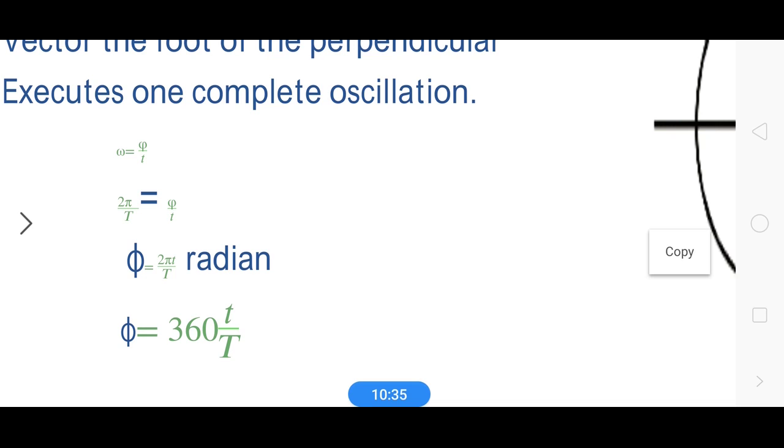So in radians it is 2 pi t by capital T. What is phi here? Phase of the particle. Small t is the time, and capital T is the time period, the time for one oscillation. So here phi is equal to 2 pi t by capital T radians, or 360 into small t by capital T in degrees.